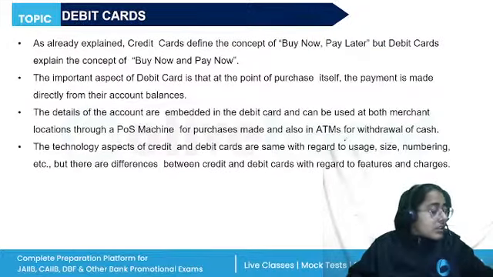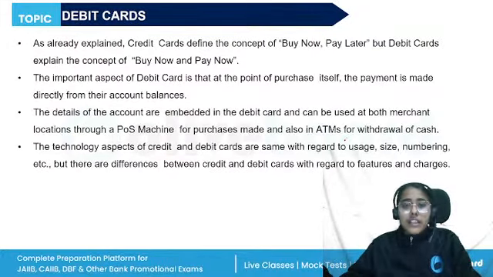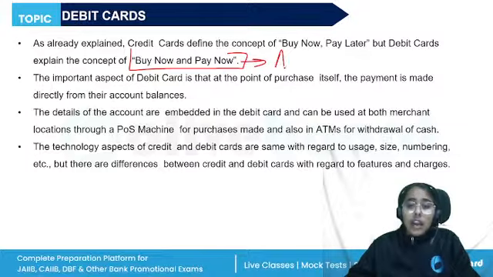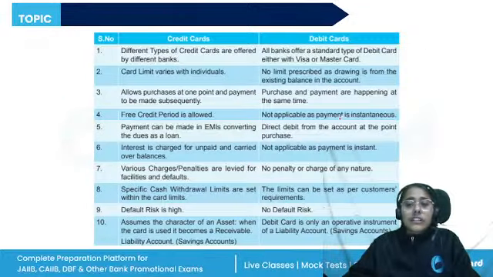Then if we talk about the debit cards, the concept of credit card was buy now, pay later. Debit card works on the concept of buy now, pay now. So it is linked to the account, deposit account of the customer, and the debit is made directly from the account. So the savings of the customers are used. No charge is created, no bills are created immediately from the account balances. So the details of the account are embedded in the debit card. It can be used both at merchant locations through a point of sale terminal and also in ATMs for the withdrawal, right? So these are the concepts.